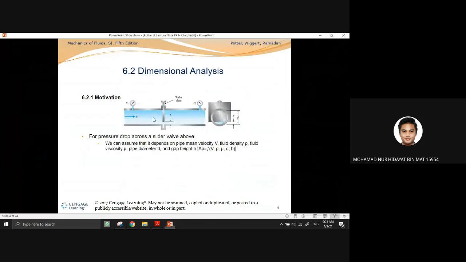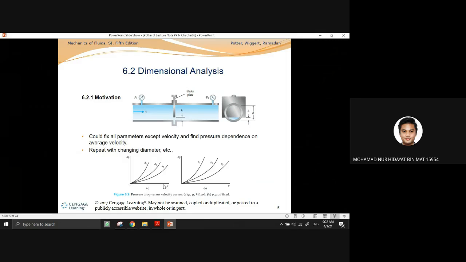Alright, here are the motivations of dimensionless analysis. As I mentioned before, one person conducting the experiment found that the pressure drop across this cylinder depends on velocity, density, viscosity, diameter, as well as the height. So they plot many graphs. All right, the pressure drop versus velocity with different diameter, pressure drop versus velocity with different height, and so many.